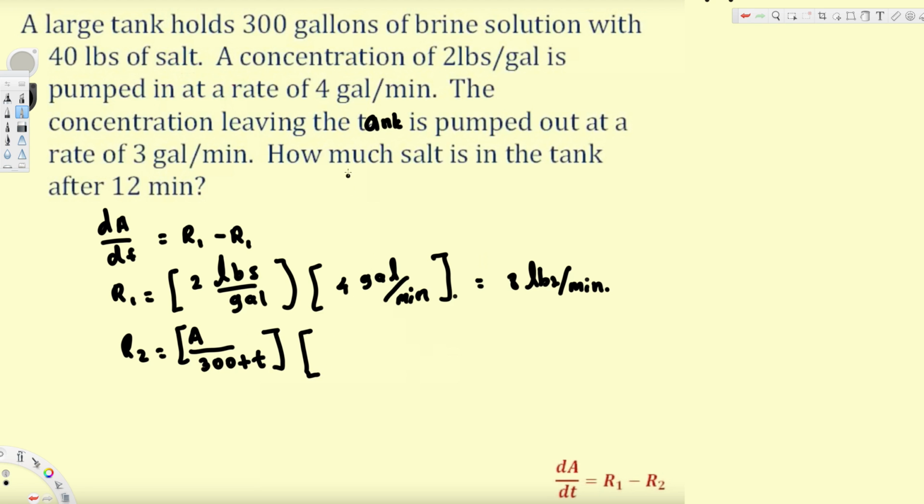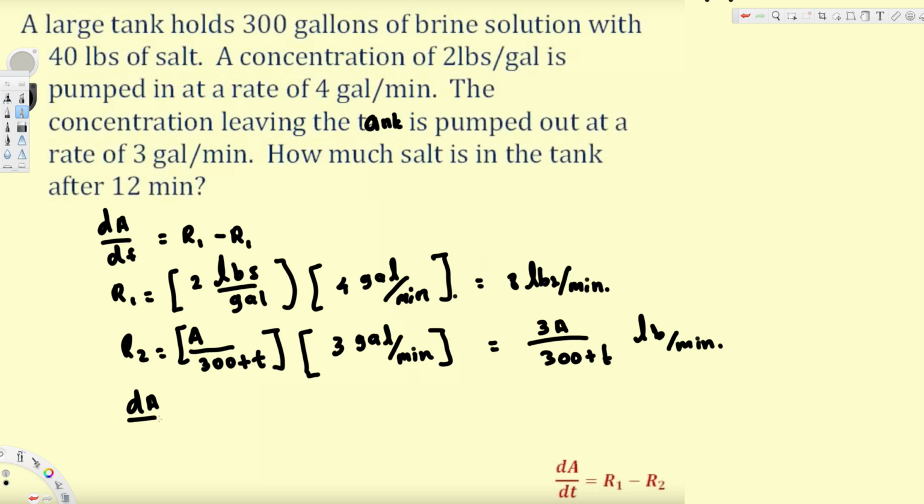And we multiply this by the pumped out rate, that is 3 gallons per minute. If you multiply these two together, that gives you 3A over 300 plus t, in pounds per minute. Now we can write this in the differential equation pattern. dA by dt is equal to R1, which we found is 8 pounds per minute, so we put 8 right here, minus R2, and R2 is 3A over 300 plus t.